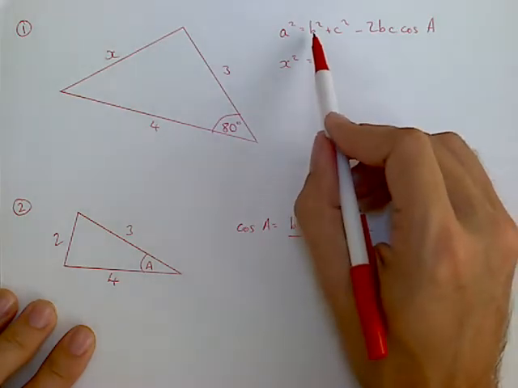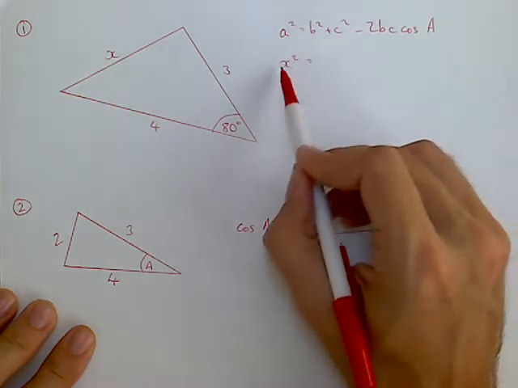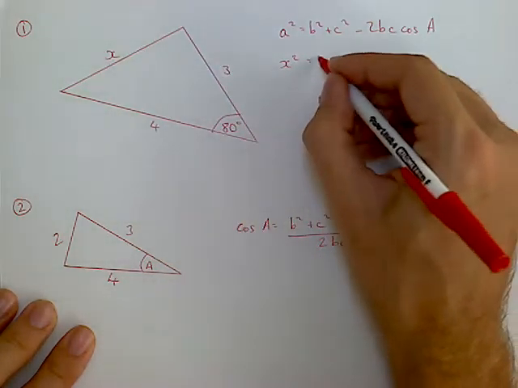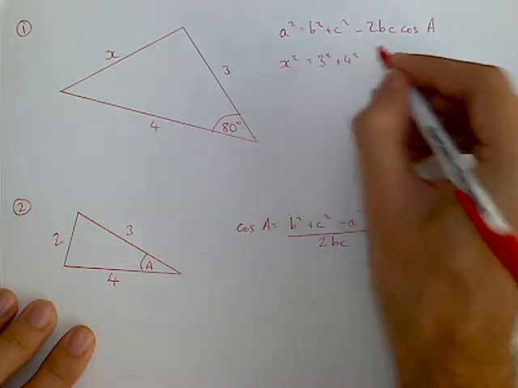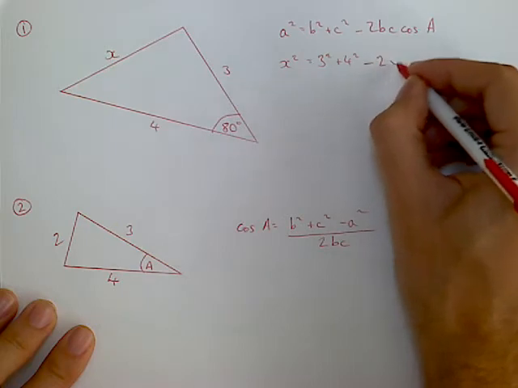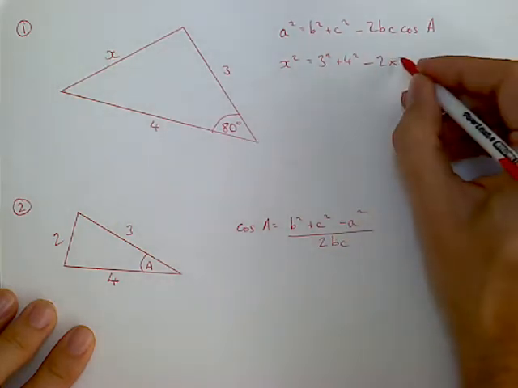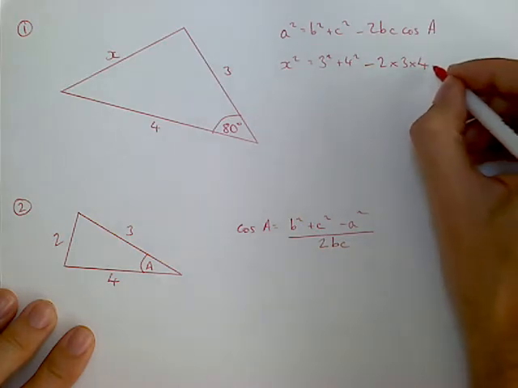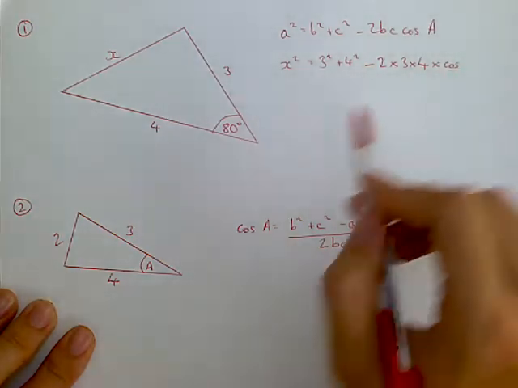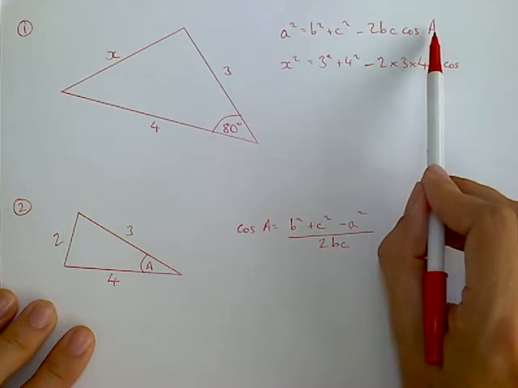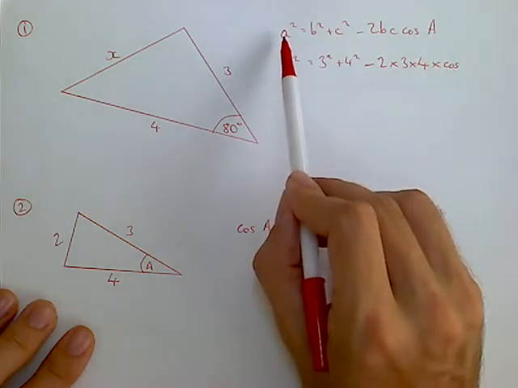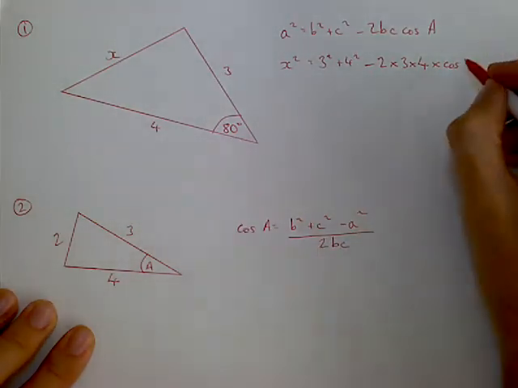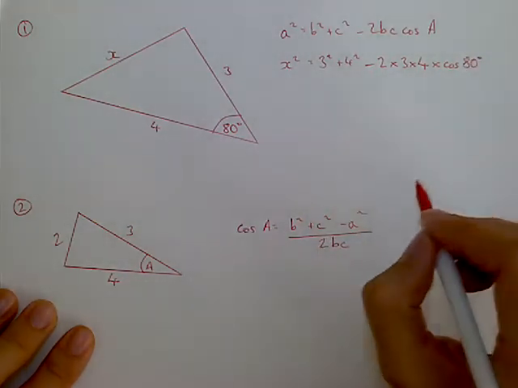And then the b and the c refer to the two sides other than the side that I'm trying to find. In this case, that's the 3 and the 4. So I'm going to do 3 squared plus 4 squared minus 2 multiplied by b, which we said was 3, multiplied by c, which we said was 4, and then multiplied by cos of A. And remember we said that the angle A needs to be the angle that's opposite the side we're trying to find. We're trying to find this side here, so the opposite angle is 80 degrees.